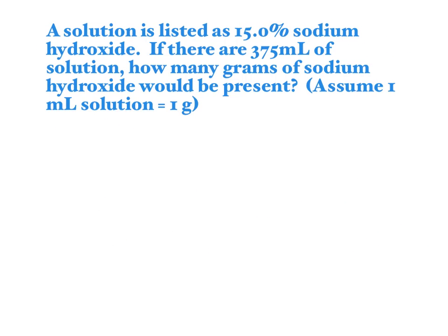Okay, so here's problem number 2. We've got a solution that's 15% sodium hydroxide. There's 375 milliliters of solution. How many grams of sodium hydroxide would be present? So I'm going to start back off here with my equation. Percent by mass is the mass of the solute over the mass of the solution.